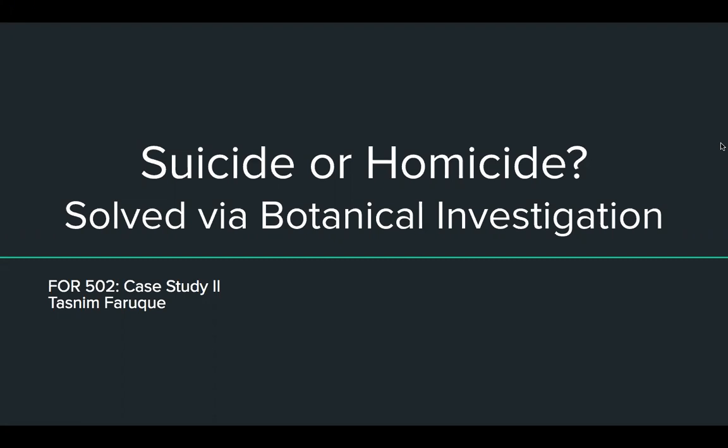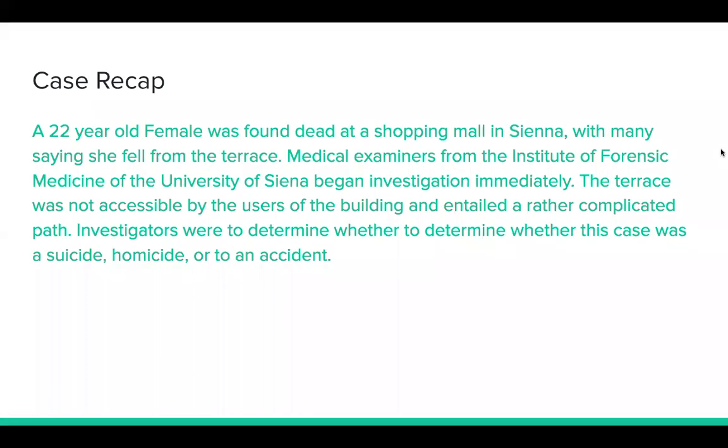This is going to be suicide or homicide solved through botanical investigation. So, for a case recap, there is a 22-year-old female who was found dead at a shopping mall in Siena. Many said that she fell from the terrace, which is why it was initially thought that it was a suicide. Medical examiners from the Institute of Forensic Medicine of the University of Siena began investigation almost immediately.